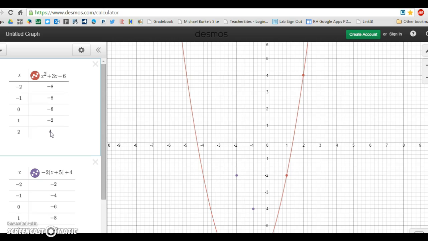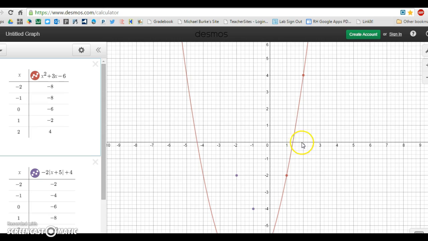And how would I do this from a graph? Well, again, my input is 2, my x value is 2. So what I would do is I would go right, here's a graph of that function. This is a graph of x squared plus 3x minus 6. That's what that graph is.